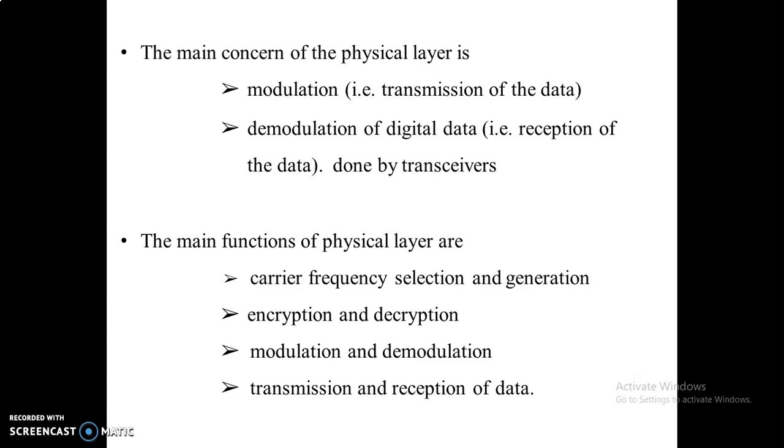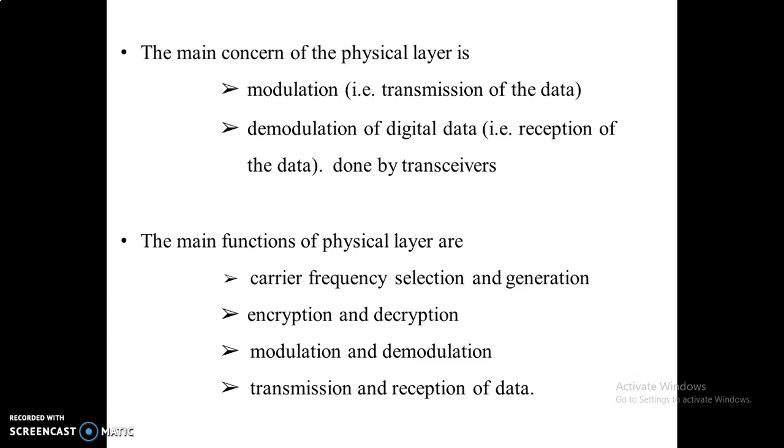The physical layer is generally concerned with modulation and demodulation of digital data, and this task is carried out by a device called a transceiver. So in a sensor network, the challenge is to find the modulation scheme and the transceiver architecture. Whatever the choice of modulation scheme and transceiver, it should be simple, low cost, and robust enough to provide the desired service. The main concerns are transmission and reception of data, and both are done using the transceiver.